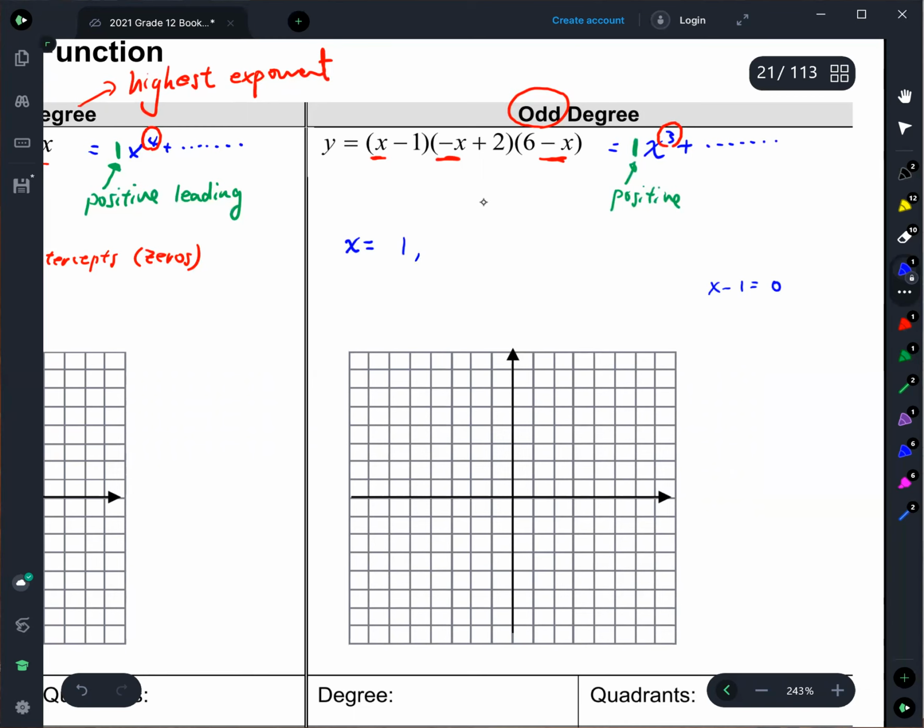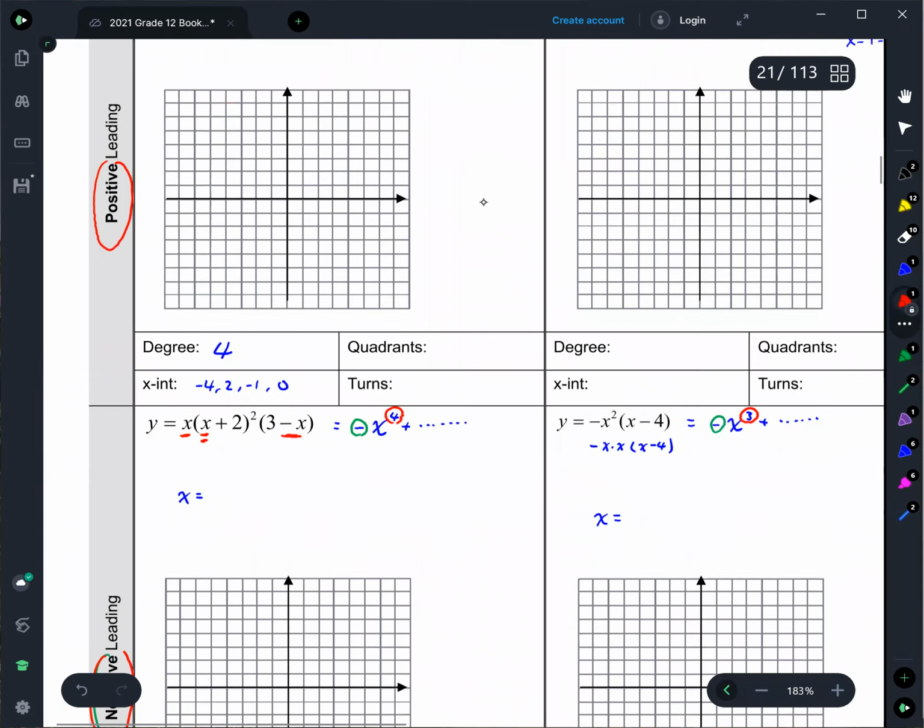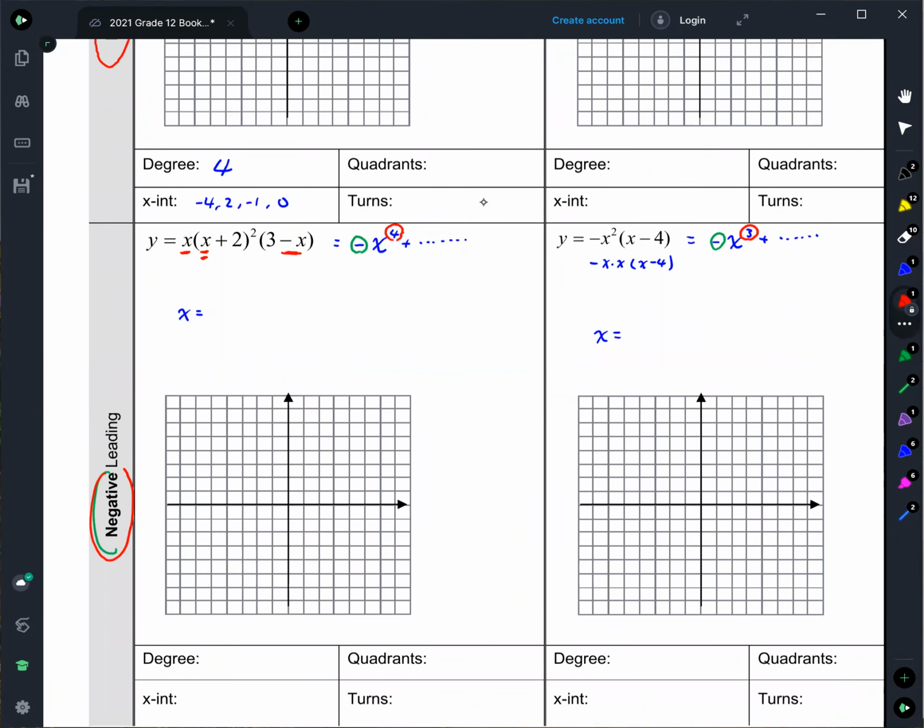Okay, next one. 2. And 6. Okay, very good. 1, 2, 6. Those are the x-intercepts. All right, and then we do the same thing for the even negative.